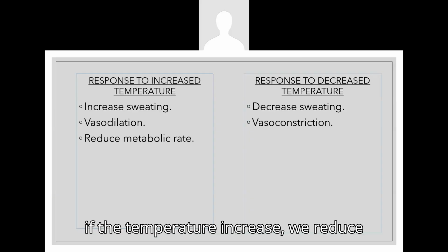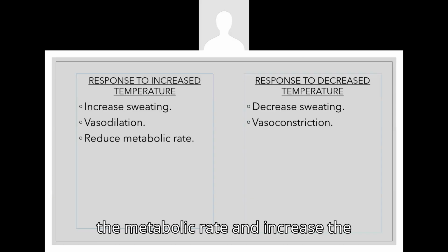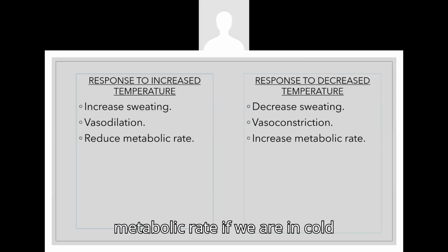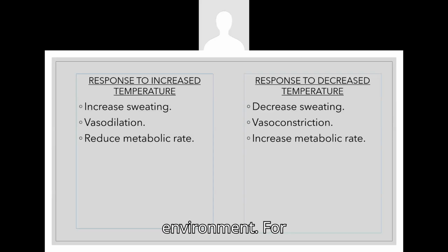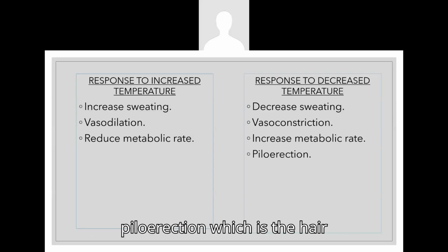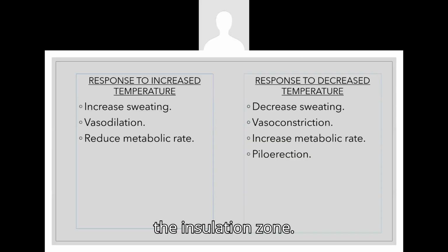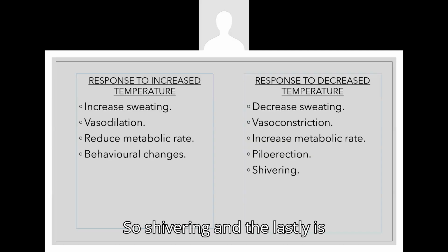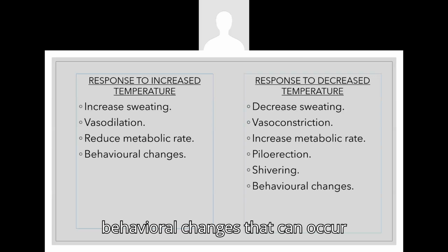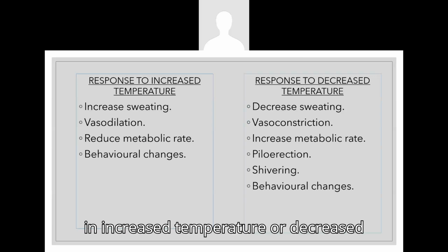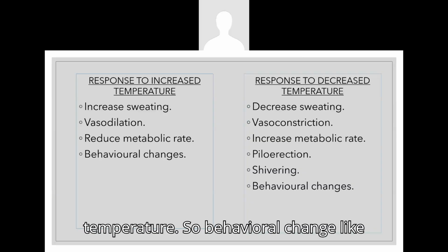And again, metabolic rate, which is the main production of heat in our body. If the temperature increases, we reduce the metabolic rate, and we increase the metabolic rate if we are in a cold environment. For decreased temperature, they also have piloerection, which is the hair on our body. They will erect to produce an insulation zone. And also shivering.